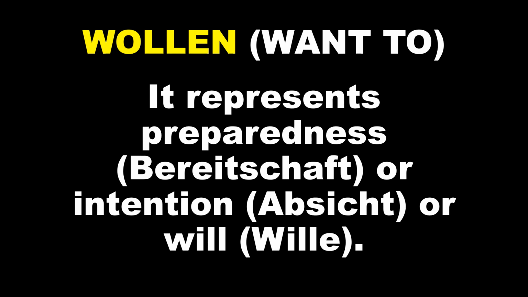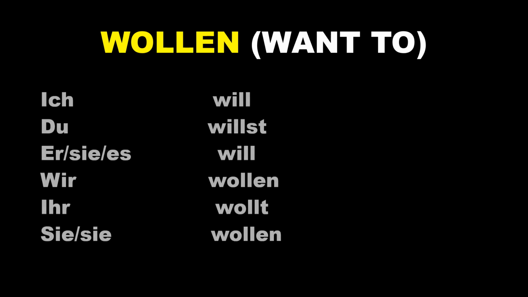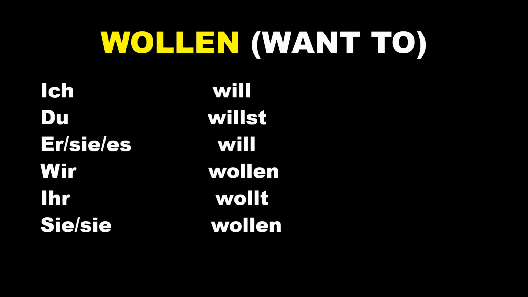Let's go ahead. Now, how to conjugate the verb wollen, which means want to. Ich will, du willst, sie es will, wir wollen, ihr wollt, sie wollen. So, that is how we conjugate the verb wollen. Quite simple. Let's go ahead.